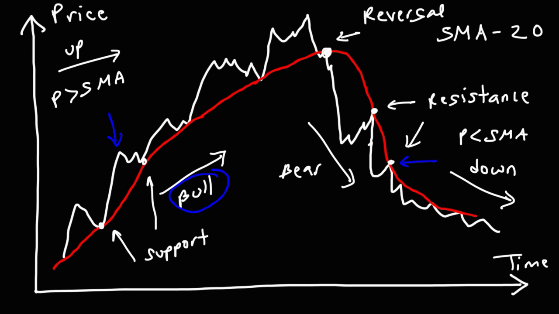So that's when it changes from a bull market to a bear market, or where it goes from an uptrend to a downtrend. But nevertheless, in an uptrend, the SMA 20 or an SMA 10, you could use that to identify potential areas of support. And in a downtrend, you could use the simple moving average to identify areas of resistance.